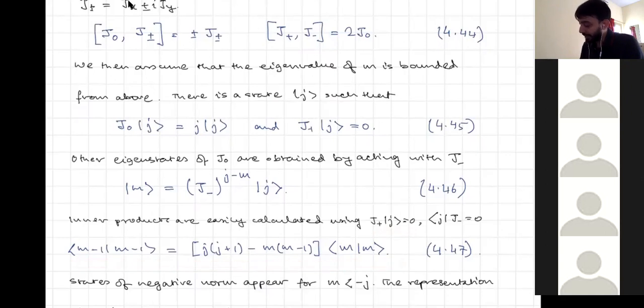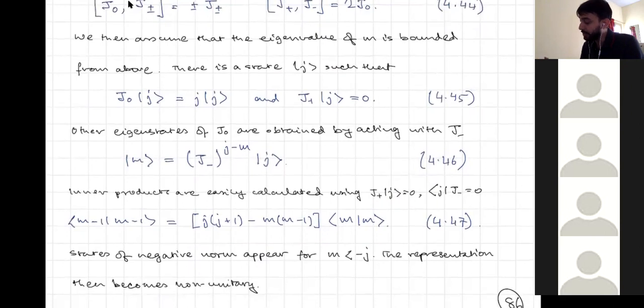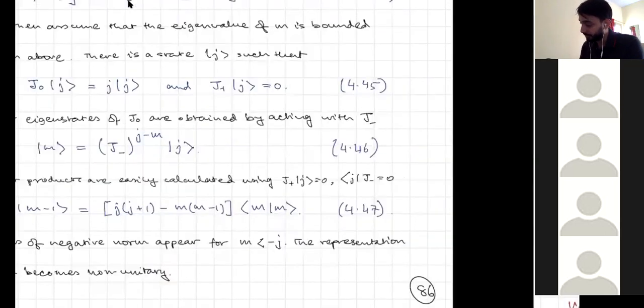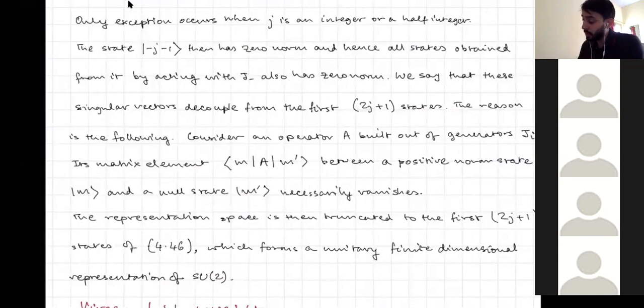As we can see, if you are looking at these particular representations, if M becomes less than minus J, then the norm is going to flip a sign and become negative. So these representations will have negative norm states, and negative norm states mean that these representations will become non-unitary. Okay, very good. The exception occurs where J is an integer or a half integer. Then there's a state J minus 1 which has a 0 norm.